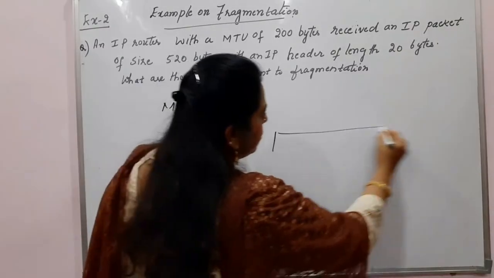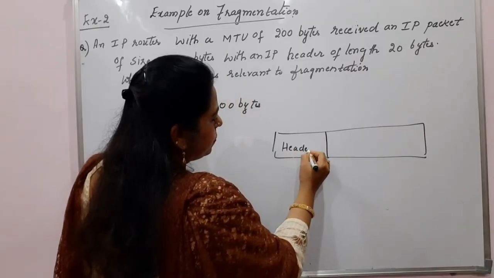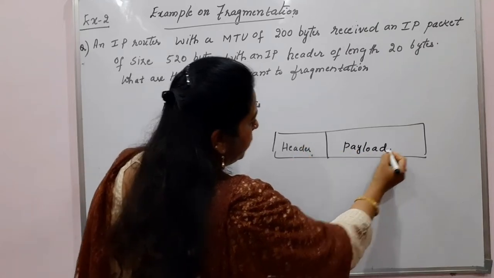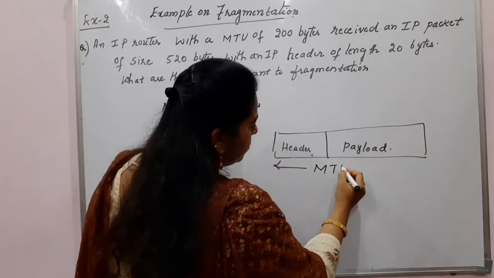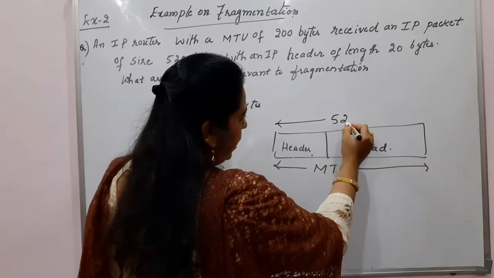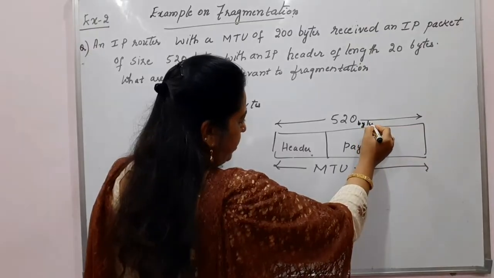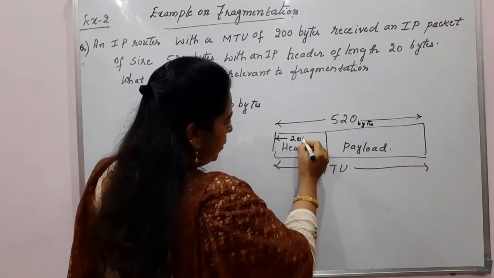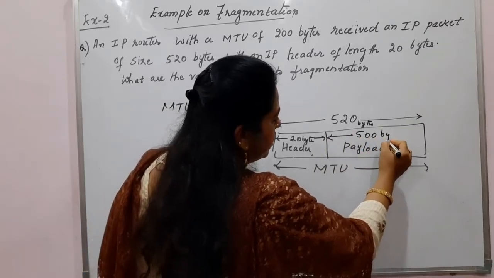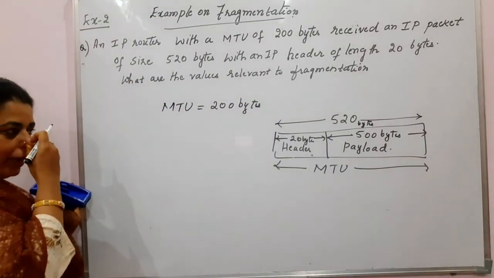So look here. This is the header length and this is the payload. Header and payload put together is the MTU, the maximum transmission unit. In this example, they have given the packet size, that is the datagram size, as 520 bytes and the header length as 20 bytes. So you can easily determine the payload, that is the data, the size of the data, in this case 500 bytes. So now you came to know that the total number of bytes in this IP datagram payload is 500.